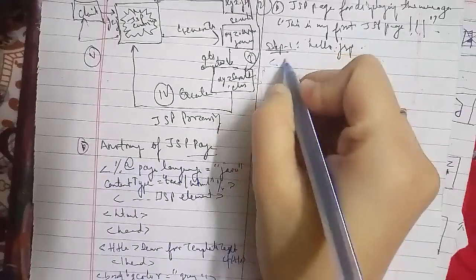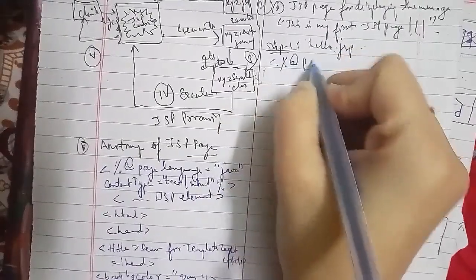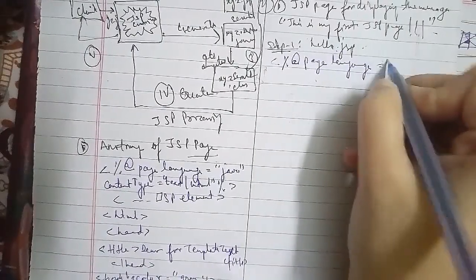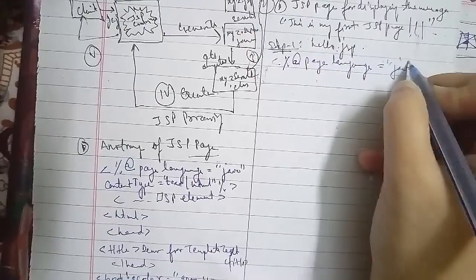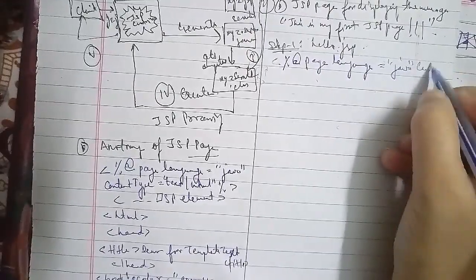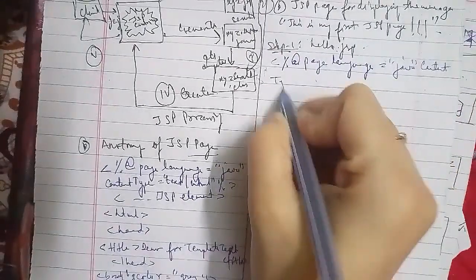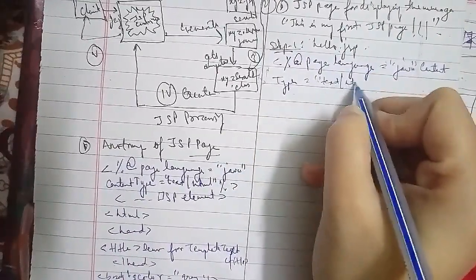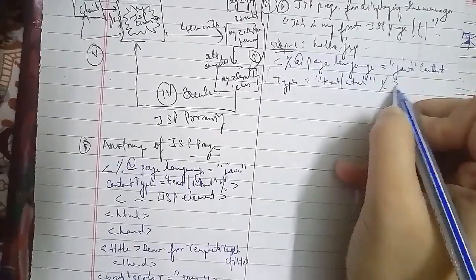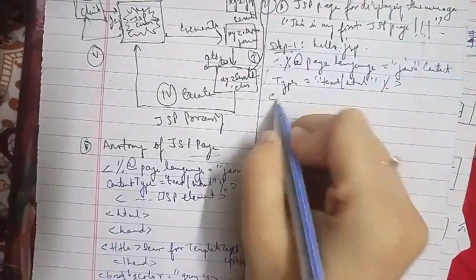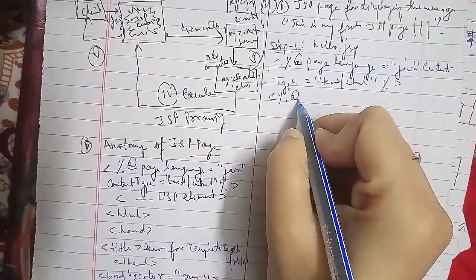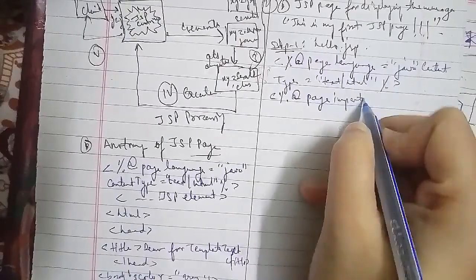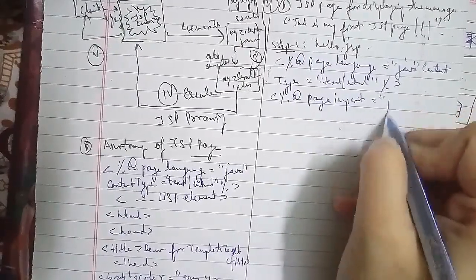That is @page language equals to, content type text/html, and then after that %@ page import equals to java.util.